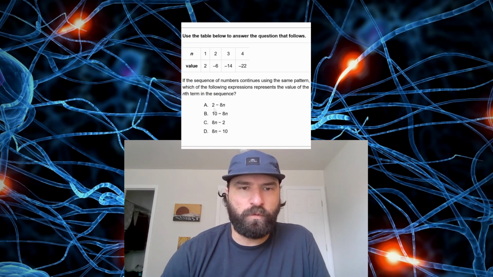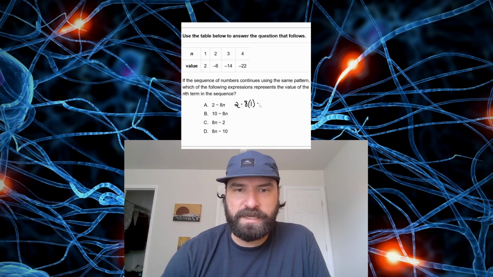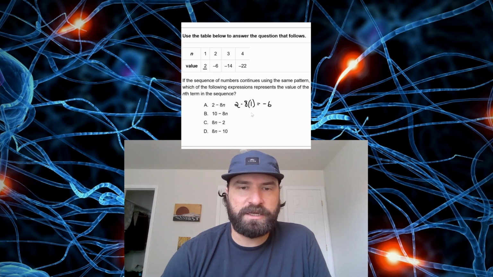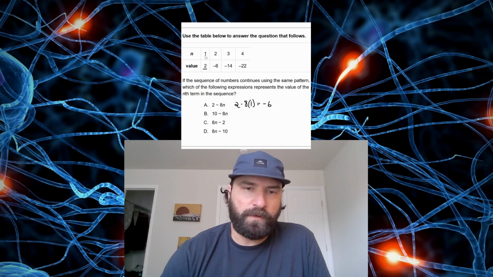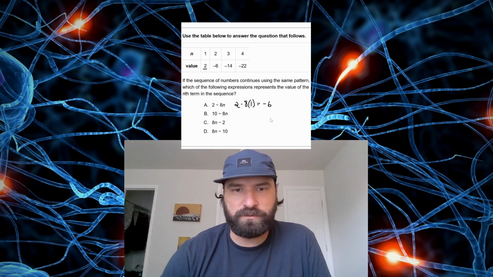If I plug in 1 to this first equation, I get 2 minus 8 times 1. So just 2 minus 8, and that's going to give me negative 6. I wanted that to come out to 2, and it didn't. It came out to negative 6, so that one didn't work, because I plugged in the 1 for n, and the corresponding value should be 2, and we got negative 6, which is not right.